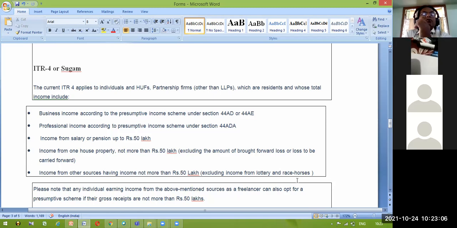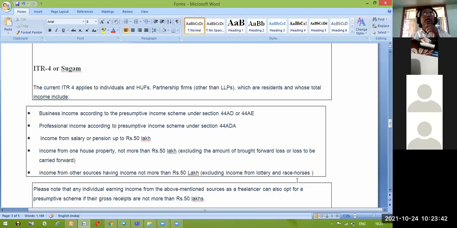for ITR 4: business income according to the presumptive income scheme under sections 44AD to 44AE. Income between these sections will come under ITR 4. We shall deal with 44AD and 44AE later on. Professional income, according to the presumptive income scheme under 44ADA, will come here. If you want to know, go by this section 44ADA.